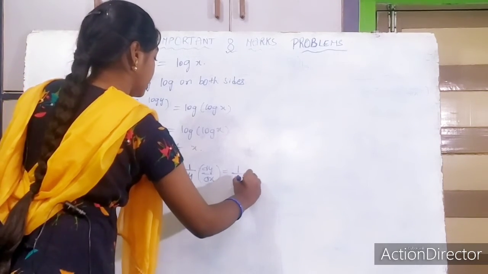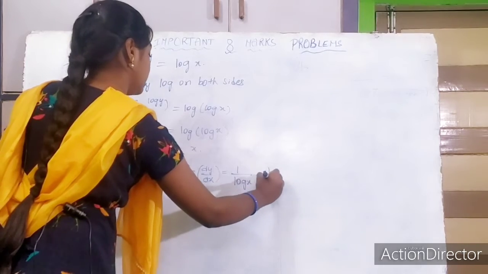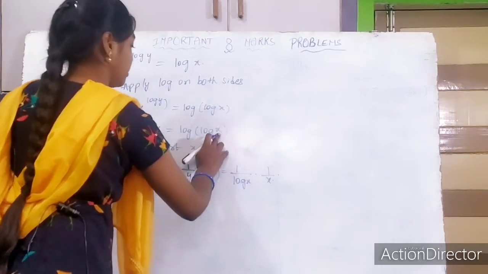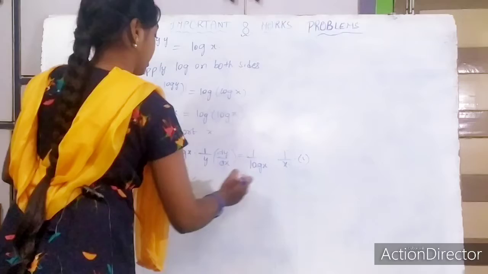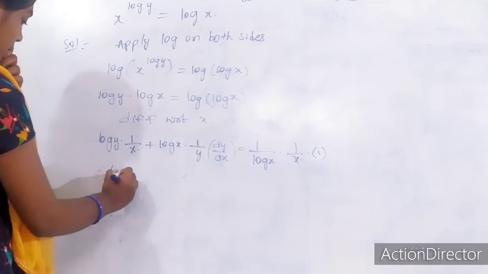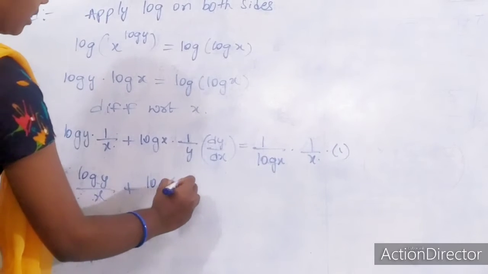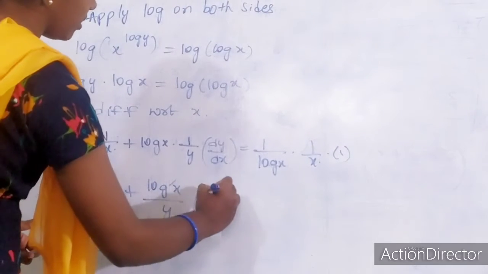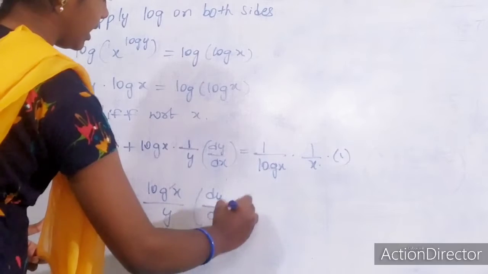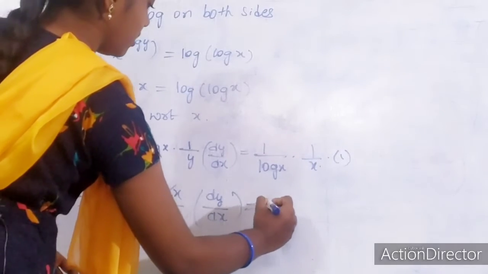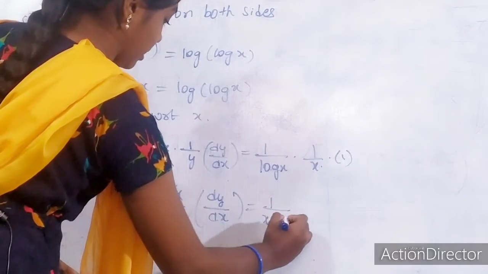1 by log x into inner derivative of log x, that is 1 by x into inner derivative of x, that is 1. So log y by x plus log x by y into dy by dx is equal to 1 by x log x.